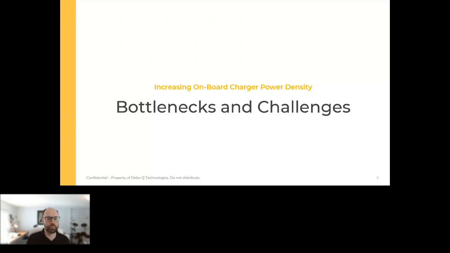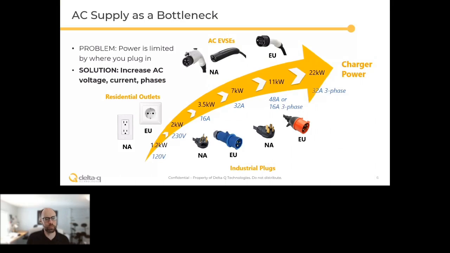Maybe one of the most obvious challenges or bottlenecks is that you can only get as much power as where you plug into AC. So if you're plugging into a residential outlet, that's say 120 volts in North America, limited to say 10 amps, 12 amps, then you're going to be limited to 1 or 2 kilowatts of charger power. So the solution here is pretty straightforward.